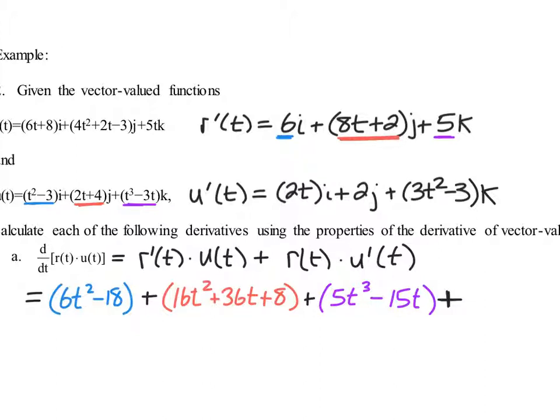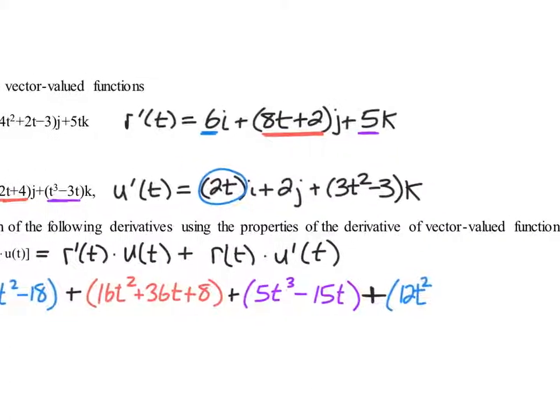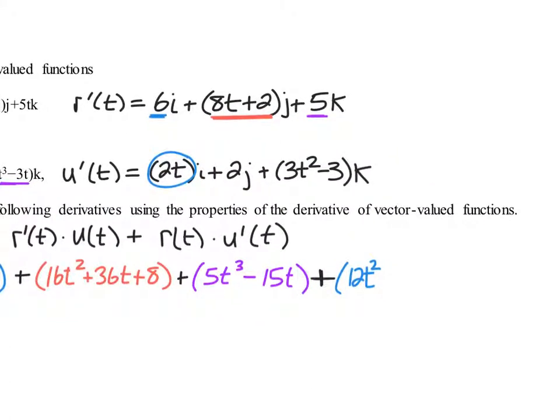Now, if you're thinking in your mind right now, dang, the next one's a cross product. Yeah, it is. It sure is. All right, so then I'm going to tackle the second part, which is r dotted with u prime. So it's going to be these guys multiplied, or dotted. So 12t squared plus 16t.